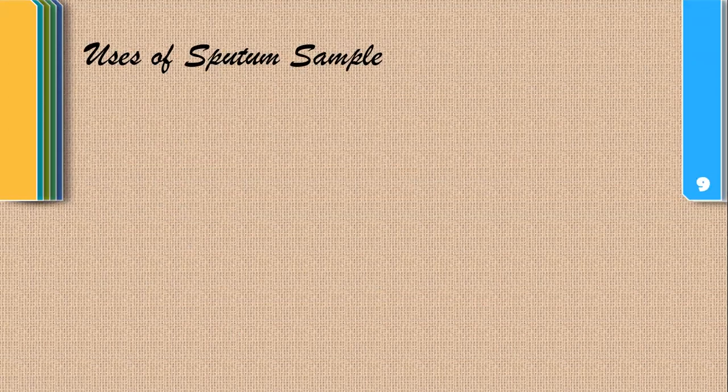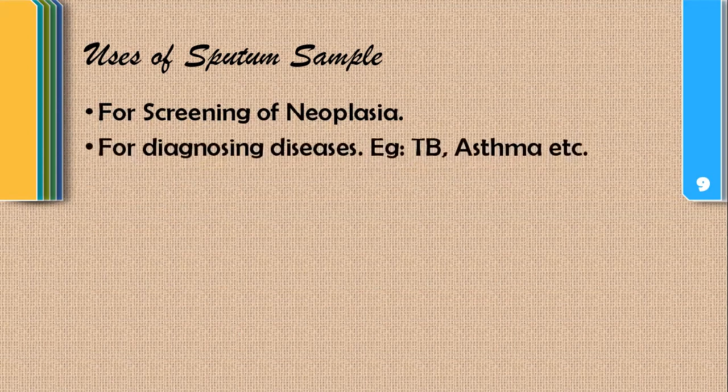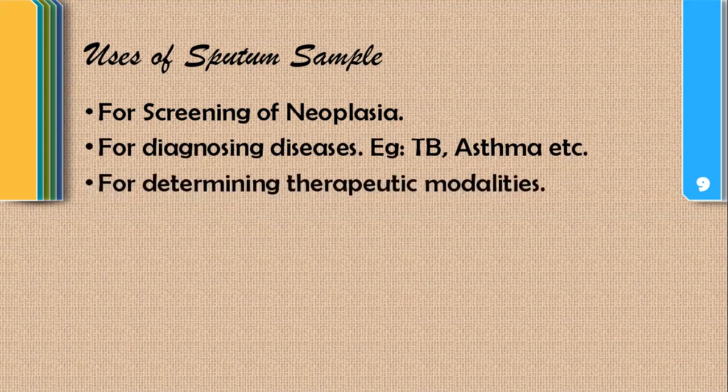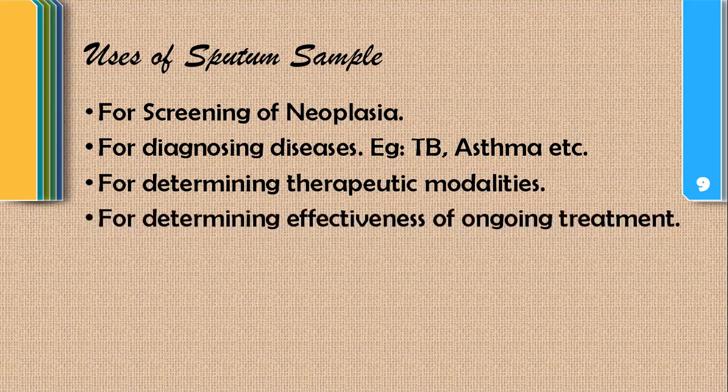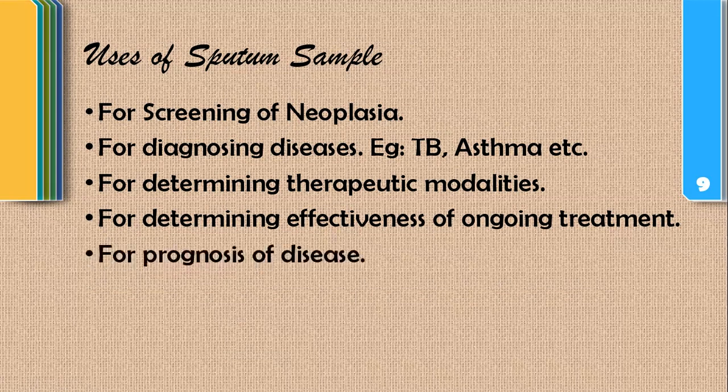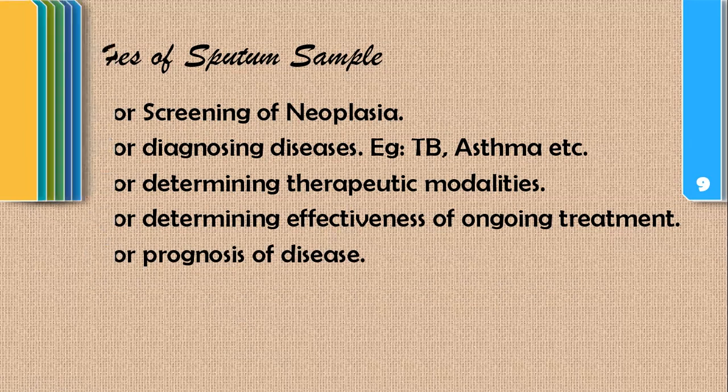Now we'll be talking about the uses of sputum sample. It can be done for screening neoplasia. It can be done for diagnosing diseases such as tuberculosis and asthma. It can also be used for determining the best therapeutic modality for a given patient, so it is also useful for personalized medicine. Then, it is used for determining the effectiveness of ongoing treatment, whether the ongoing treatment is effective for the patient or not. And the final thing would be for determining the prognosis of the disease.